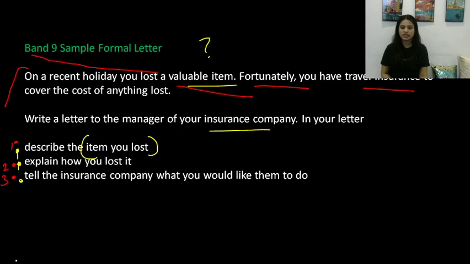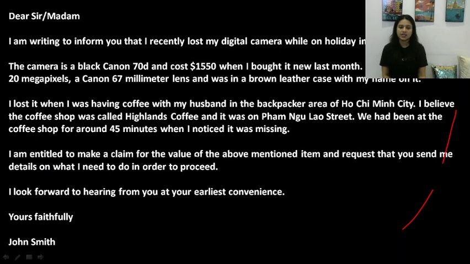Now, read this question. On a recent holiday, you lost a valuable item. Fortunately, you have travel insurance to cover the cost of anything lost. Write a letter to the manager of your insurance company. In your letter, describe the item you lost, explain how you lost it, tell the insurance company what you would like them to do. Yeah. So this is the question. So what all you have to imagine, how will you arrange that data? For that, I have a simple answer for you. So just try and read this answer.